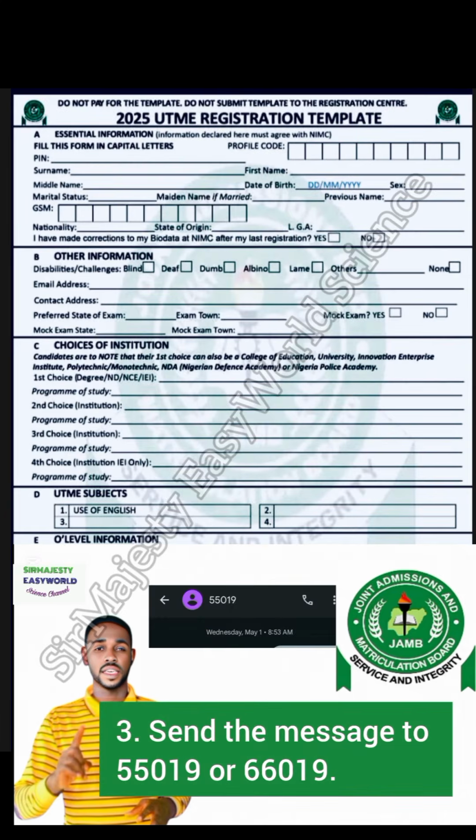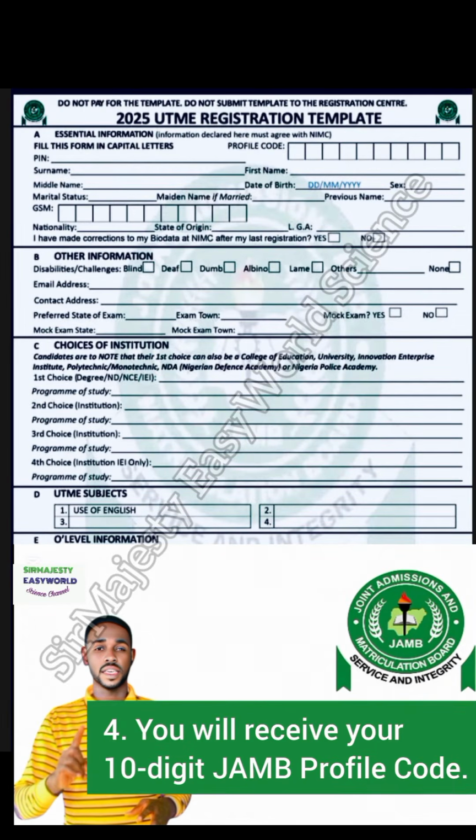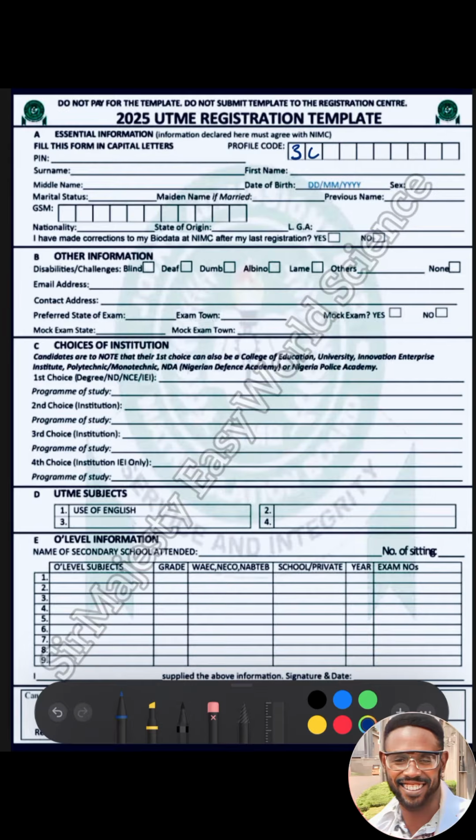That's 55019 or 66019, if I'm correct. You get the code. It's a 10-digit number. Let's assume mine is 30024638081. Okay, this is what we're going to do. Then PIN. For PIN, don't write anything because when you pay, JAMB will generate your PIN for you.